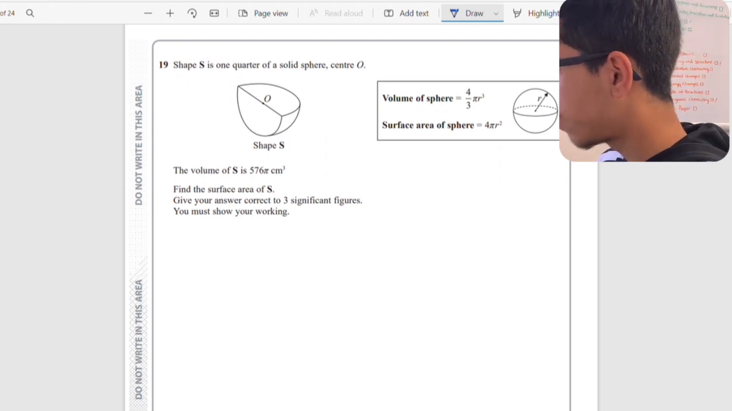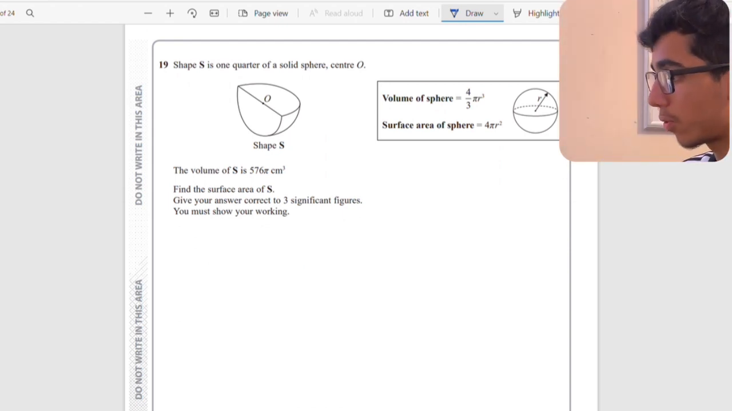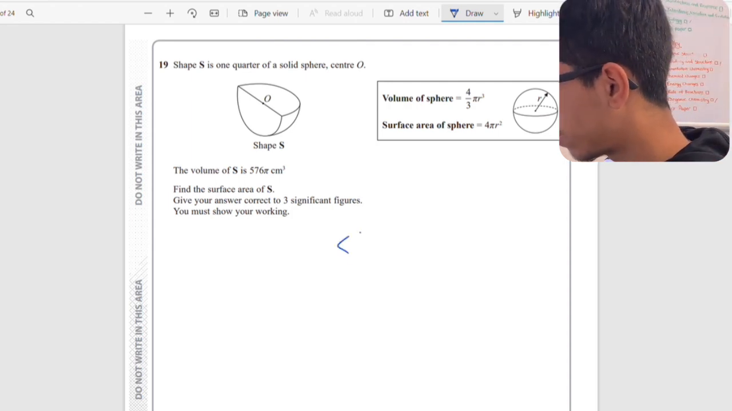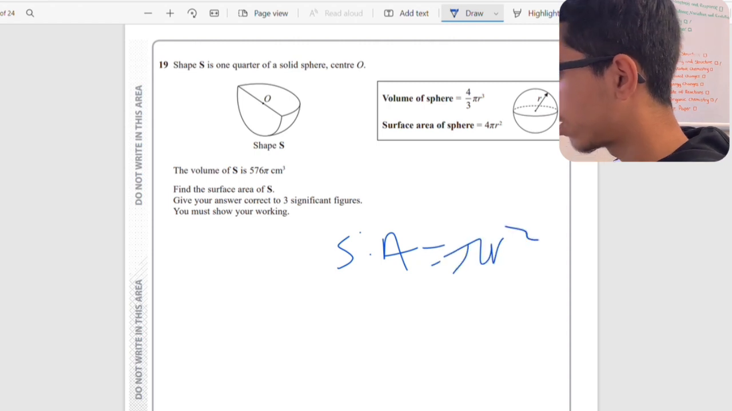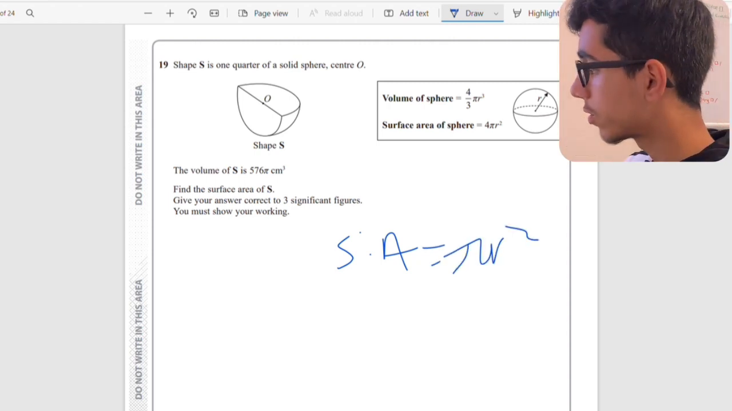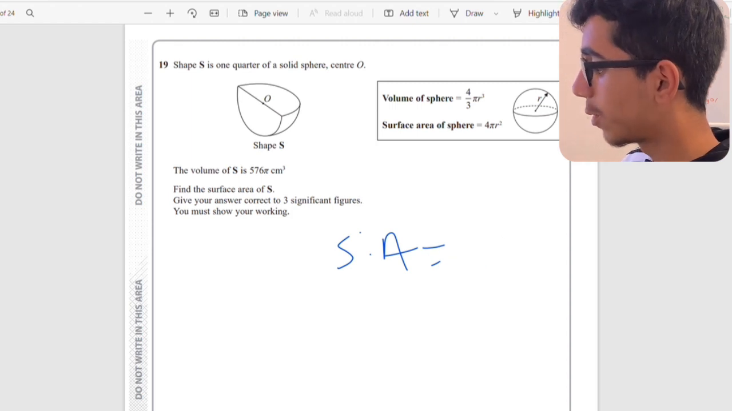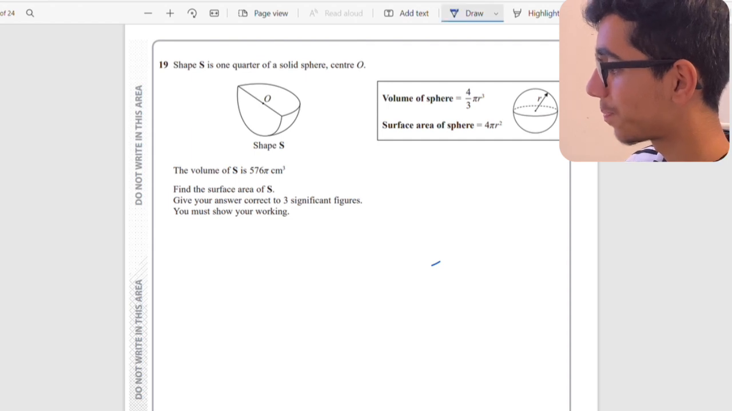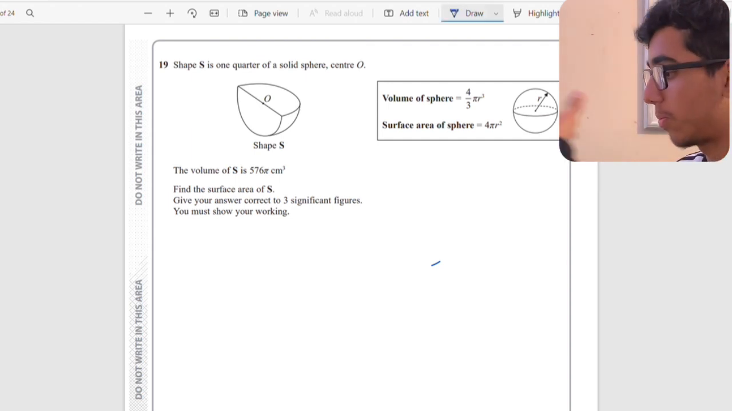So the surface area is that. So the surface area for the quarter of a solid sphere would be pi r squared. So to find. Oh, sorry. I think I'm doing it wrong. Sorry. Didn't read the question properly. It's telling us the volume, and we have to calculate the surface area.